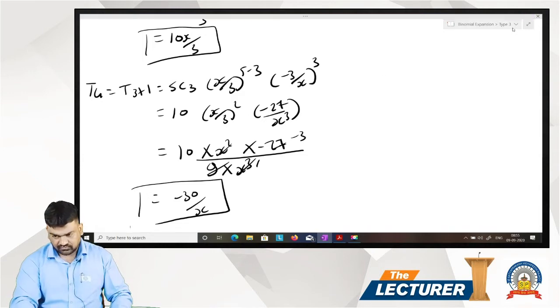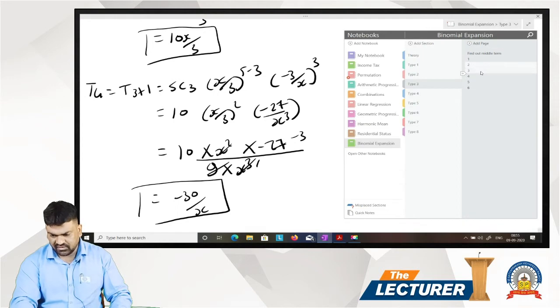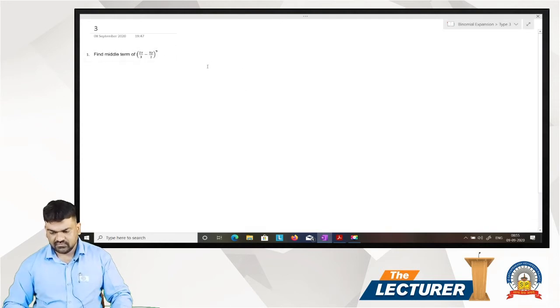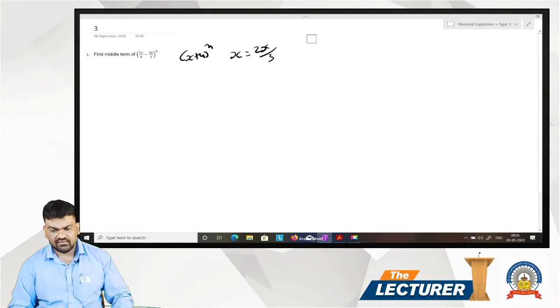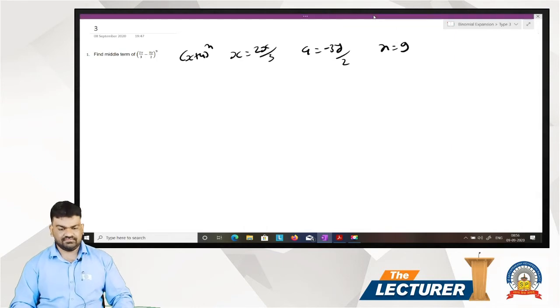Next, example number 3. Find middle term of 2x upon 3 minus 3y upon 2. Okay. X plus a raised to n. What is x? X is 2x by 3. What is a? A is equal to minus 3y divided by 2. What is n? N means 9.